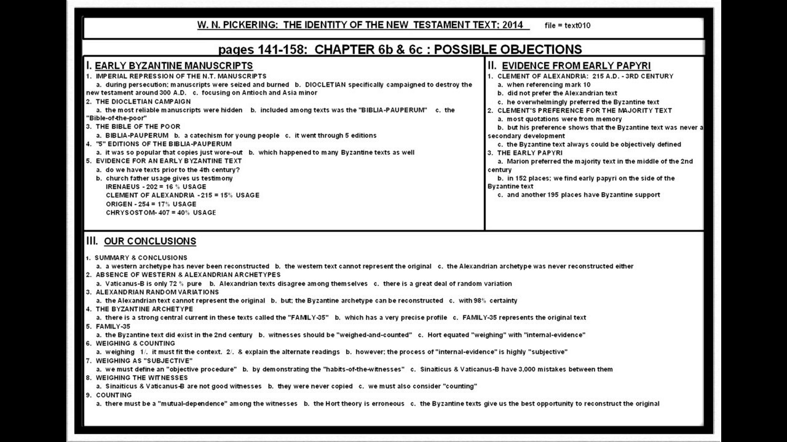Then he goes on from there to tell us that the Hort theory is erroneous, and the Byzantine text will give us the best opportunity to reconstruct the original autograph. And he considers it still possible to reconstruct the original autograph. That is included in his conclusion. So that will wrap up 6B and 6C, pages 141 to 158. And next we will take a look at chapter 7. It's 40 pages. We will split it into 7A, 20 pages, and 7B, 20 pages. So we'll have 2 lessons to go after this. That wraps up chapter 6.